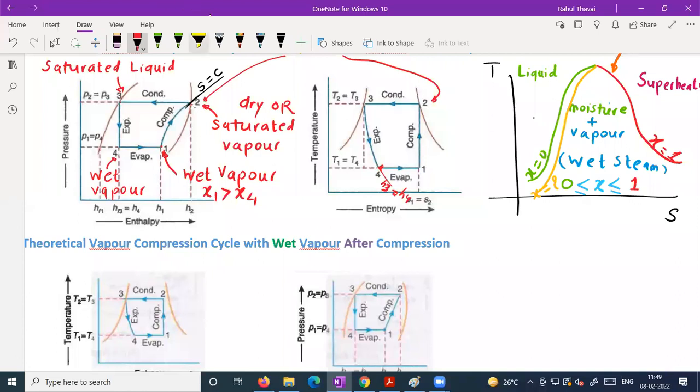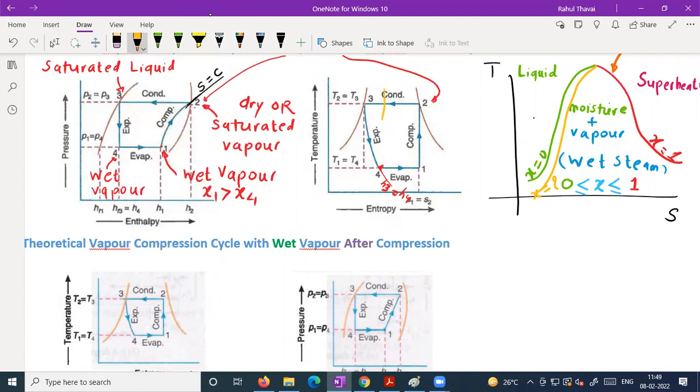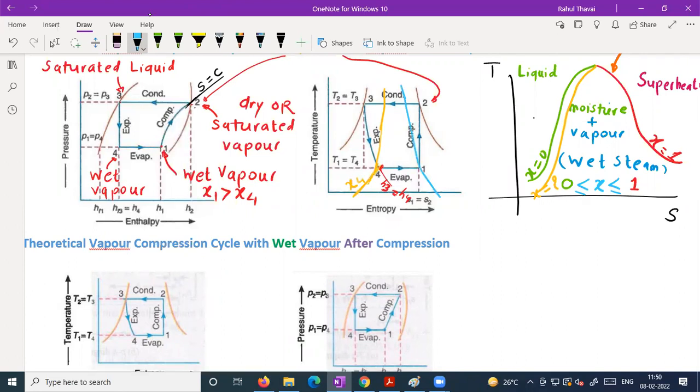If you see the line which is passing through point number 4, you will get a line like this, where you have the value x4. Similarly, we will have one more line which is passing through point number 1, where the value of x is x1. On the left line the value of x is zero, and on this line the value of x is one. So obviously here it is greater as compared to this one.